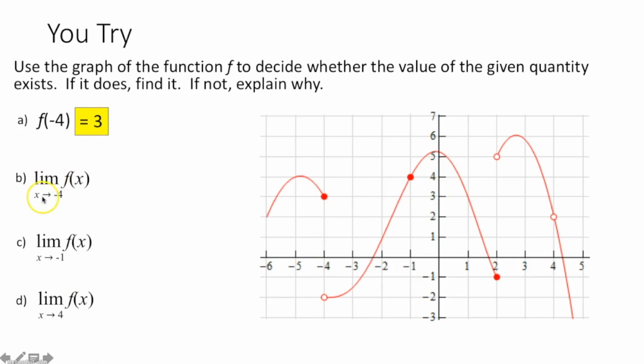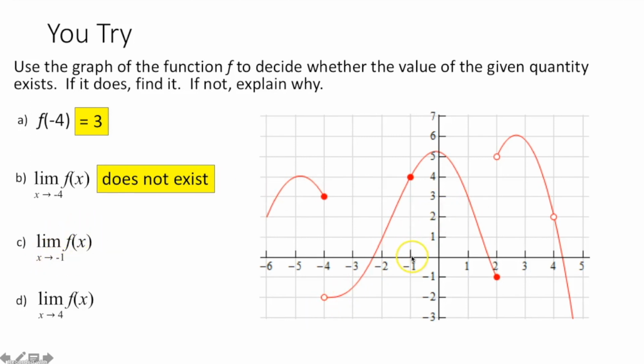Now the limit as x approaches -4 of f of x, that's going to be different. As x approaches -4 from the left, it looks like your function is approaching a y value of 3. As x approaches -4 from the right, your function is approaching a y value of -2. Therefore, the limit as x approaches -4 does not exist because it approaches two different y values from the left and from the right.